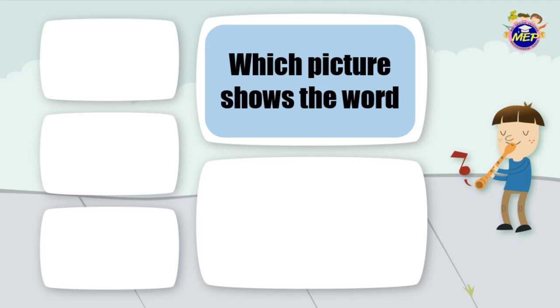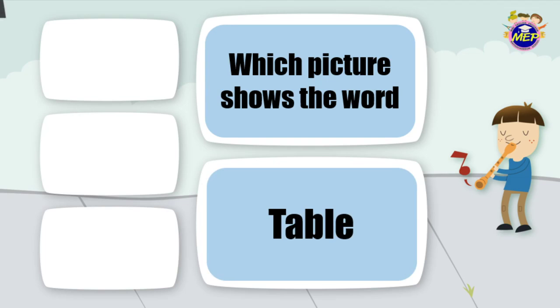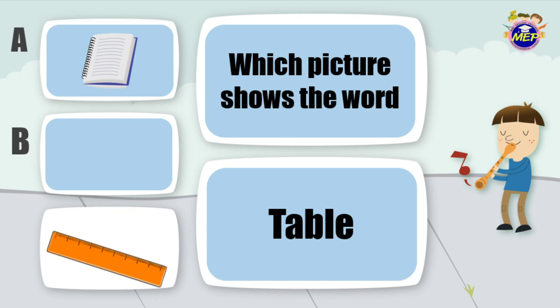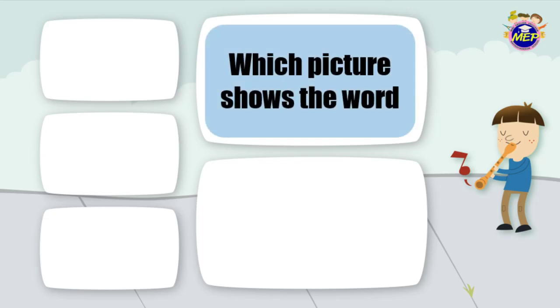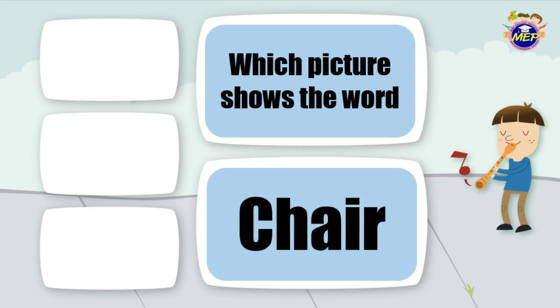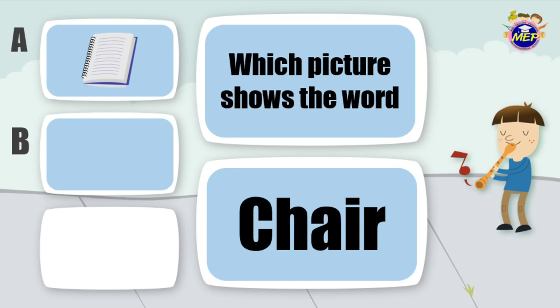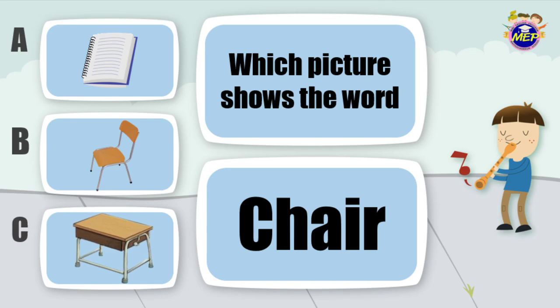Which picture shows the word table? A. B. C. C. Which picture shows the word chair? A. B. C. B.